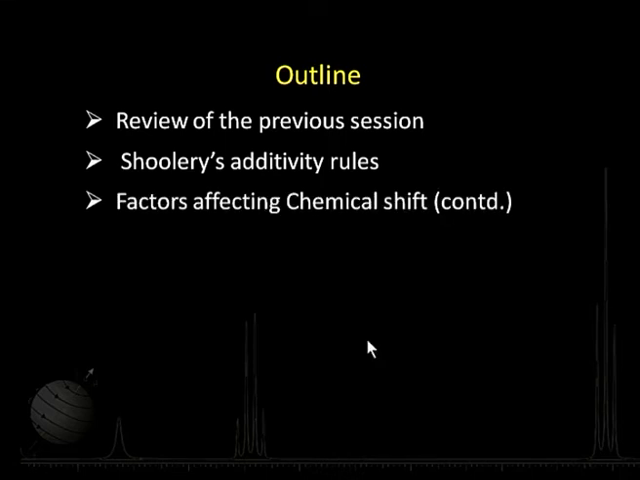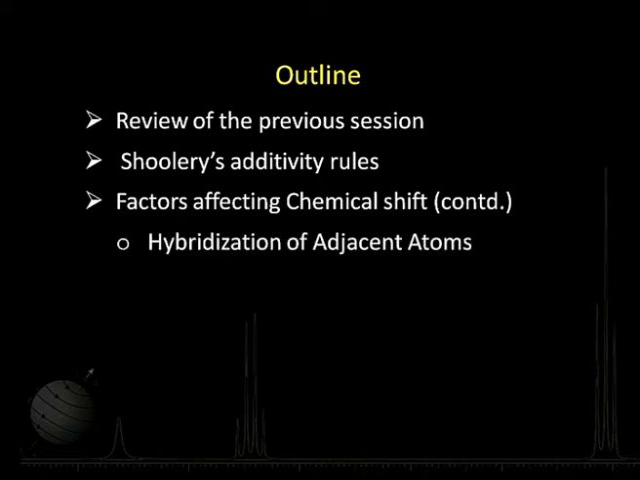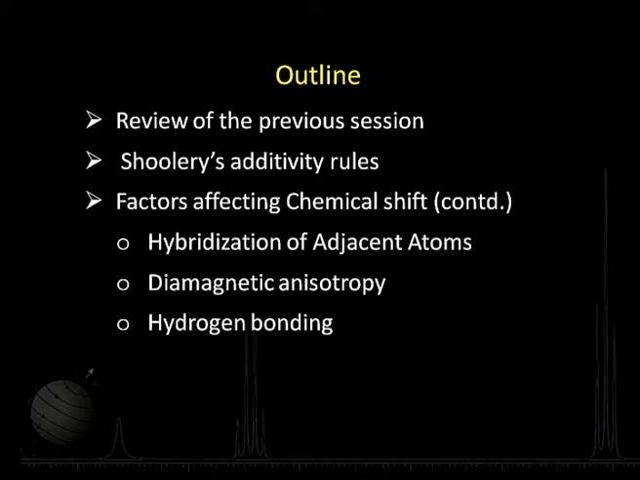Thereafter, we will take up a few more factors which affect chemical shift, and these happen to be the hybridization of adjacent atoms. That means, if you talk about a proton, what is the hybridization of the carbon atom next to that proton? Then thereafter, we will take up in detail diamagnetic anisotropy. It is a very important factor that affects the chemical shift of protons, and then lastly we will take up hydrogen bonding. So, there are three main factors we will be considering today in the context of the chemical shifts. Then towards the end we will try to sum up what we do in today's session.